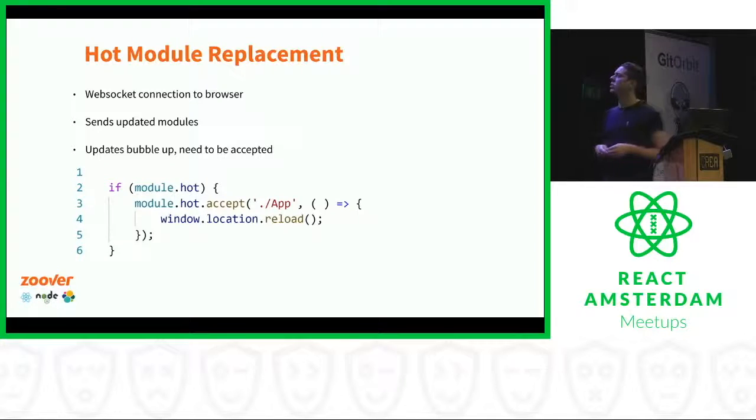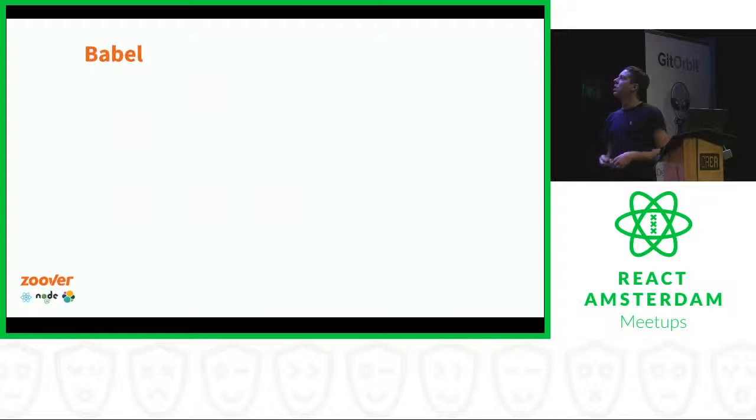Check for the existence of the hot module replacement API in the module object. Tell Webpack to accept updates for the app folder, and then in this case, we refresh the browser, which is obviously something that we want to avoid, but just to give you an idea of the concept of accepting hot updates. Then we have Babel, which is, again, mostly used for compiling newer JavaScript into older JavaScript, so to speak.